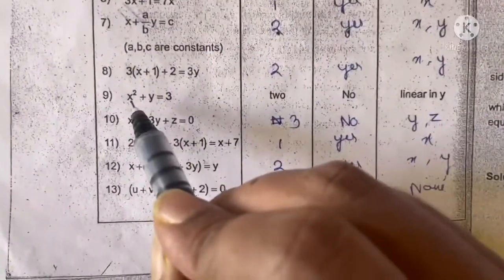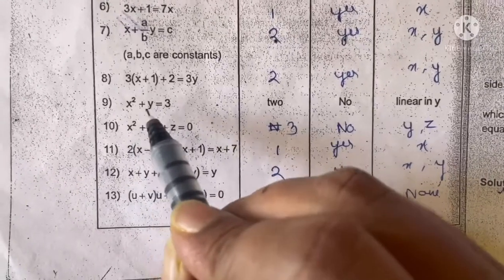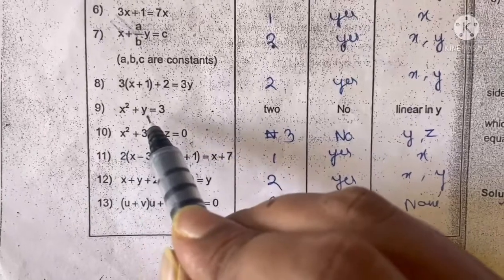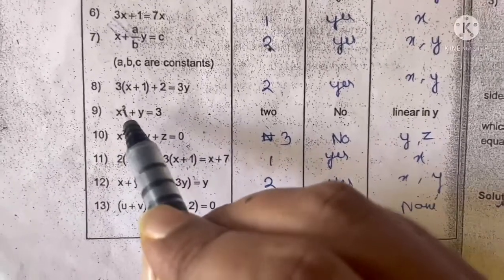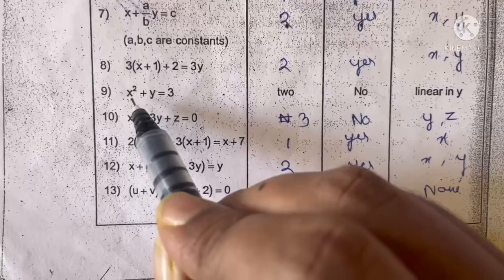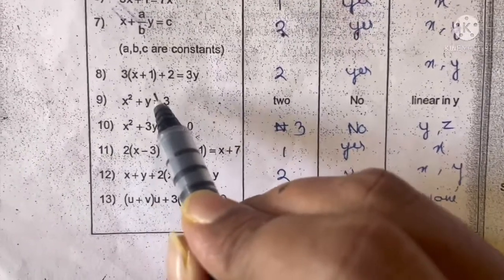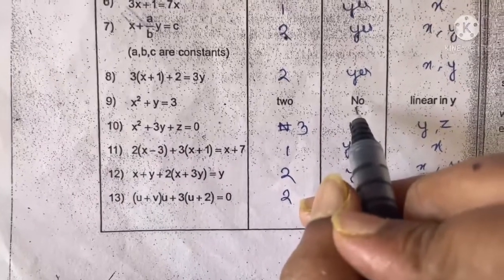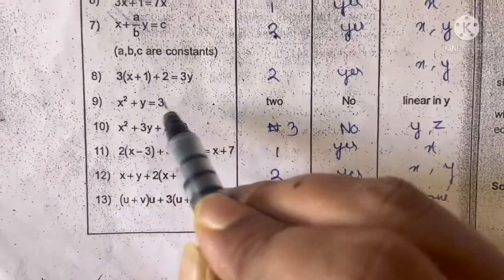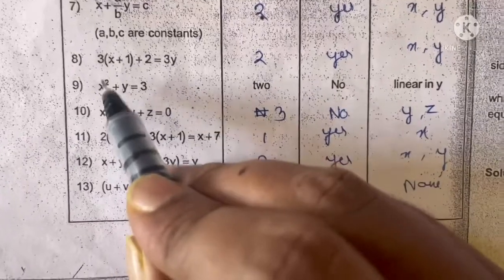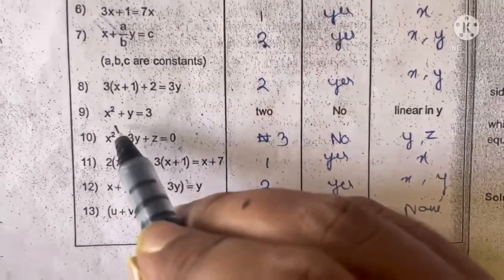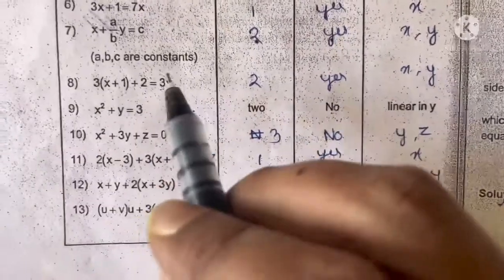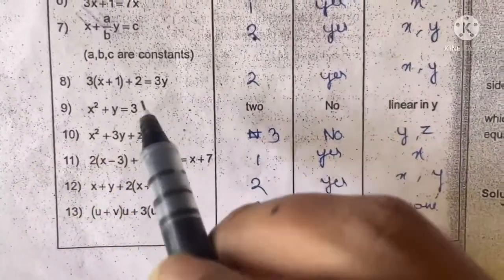Let's move into number 9. What do we see here? We see x square plus y equal to 3. Here how many variables? 2 variables, x and y. Is it linear? See, it is power 2 of x. Power is 2. Here y's power is 1. So since the highest power is 2, it is not linear. Okay, are you getting the idea now? In an equation, if we have many variables and the highest power of any variable is not 1, if it is more than 1, then it is not linear. But if the highest power is 1, then only it is linear.